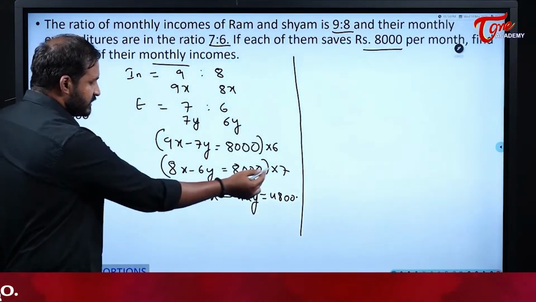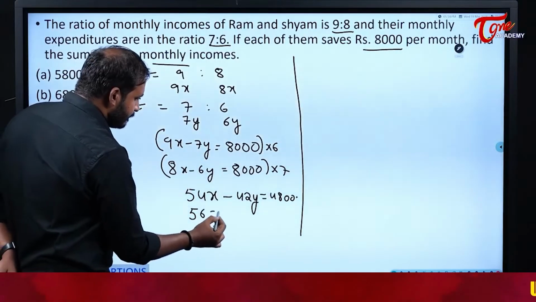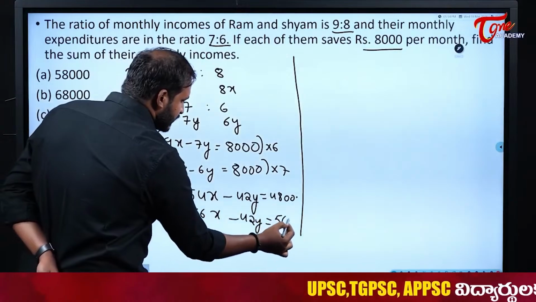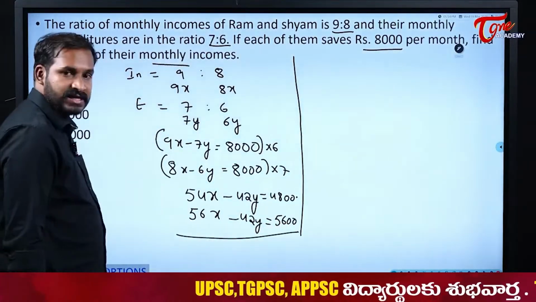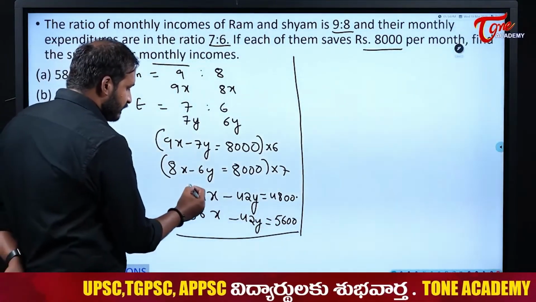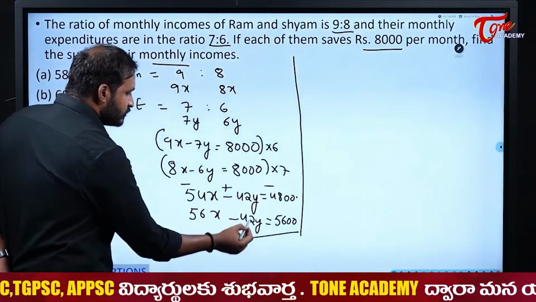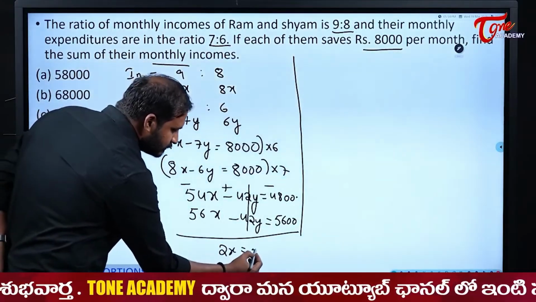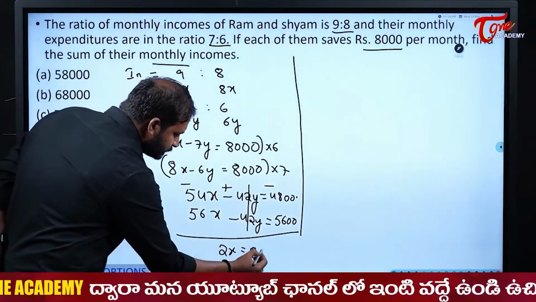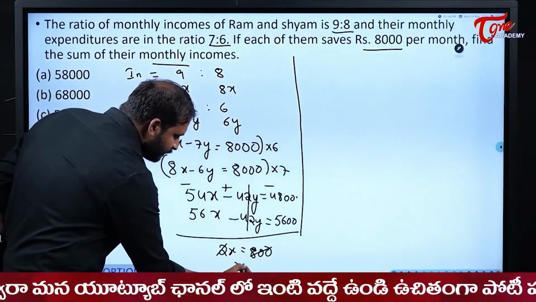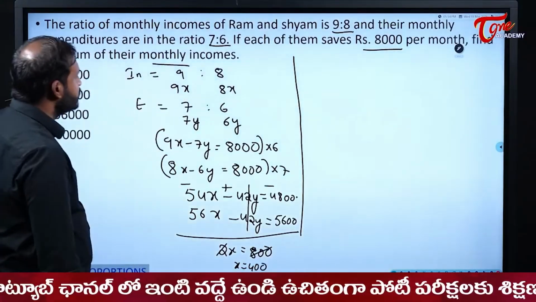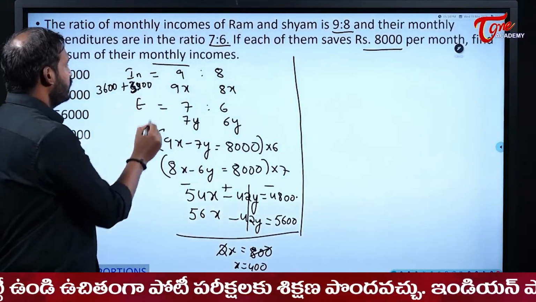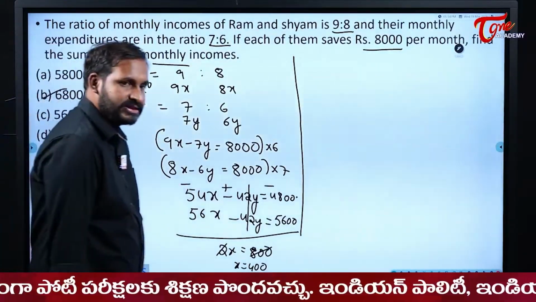And similarly, what happens to this? 56x minus 42y, that is equal to 56,000. So, now I will subtract the top one from the bottom one. These two will get cancelled and I will have 2x is equal to 8,000. So, x value becomes 4,000. x is 4,000. Then what happens to their incomes? Their incomes become 36,000 and 32,000. So, it becomes 68,000.